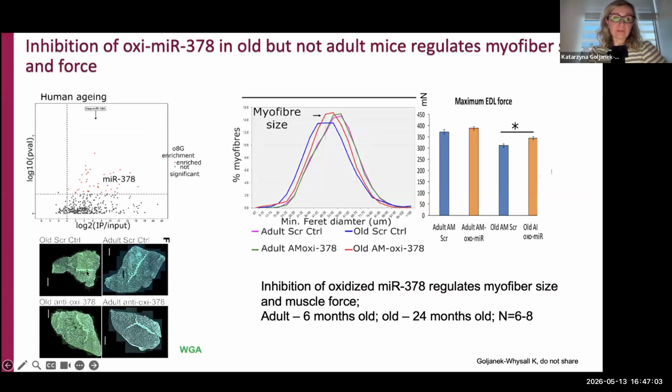So in adult mice, this antagomere to oxidized 378, there's different caveats associated with this, didn't really show any effects, as you'll see here. This is a section of a muscle stained with WGA. There's no change in fiber size or muscle mass in these mice. But in old mice, we saw that there was a slight shift towards higher fiber size, bigger fiber size, but also the mice maintained their force during old age. Not to the same level as microRNA 378. The change was a bit smaller, but there was improvement.